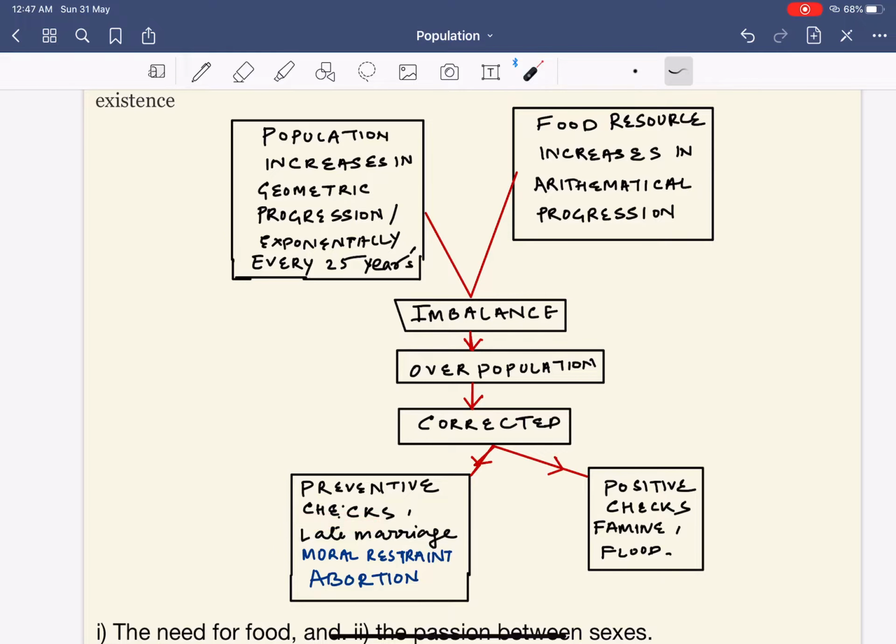What is this preventive check? Such as late marriage, moral restraint, abortion, and by the positive checks. What are these positive checks? Famine, flood, etc. I hope you got the difference between the preventive checks and the positive checks. Preventive checks are basically those checks that are induced by man, and positive checks are those checks that are induced by nature.